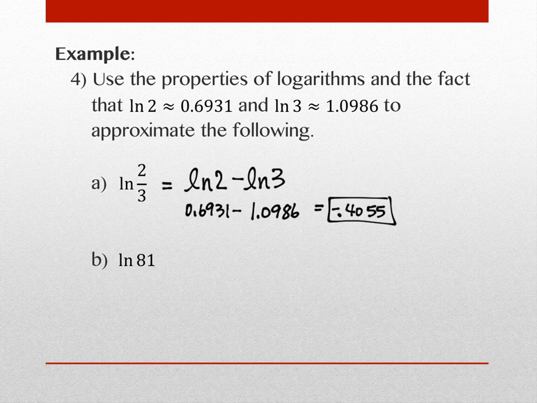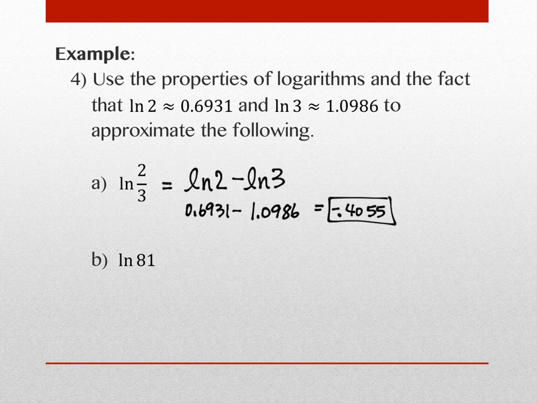Okay, B. B is not as obvious about what to do as A was. In A, I saw a 2, I saw a 3, I see division, I can use it as subtraction. I don't see those things at the get-go with the number 81, but they're able to be used. Any idea how?